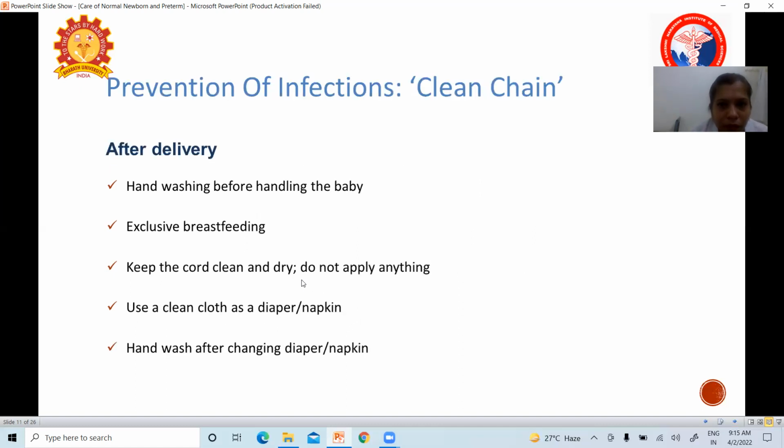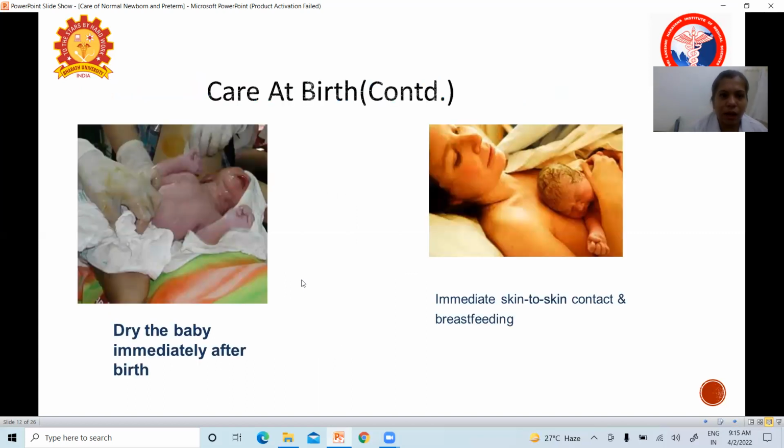Now, after delivery, the clean chain, the 5 clean practices, has to be strictly followed. Hand washing before handling the baby, exclusive breastfeeding, that is going to ensure no contamination. Keep the cord clean and dry. Do not apply anything. Use a clean cloth as diaper or napkin, and frequent hand washing after changing the diaper, napkin, or after any contamination. So this hand hygiene and asepsis has to be maintained.